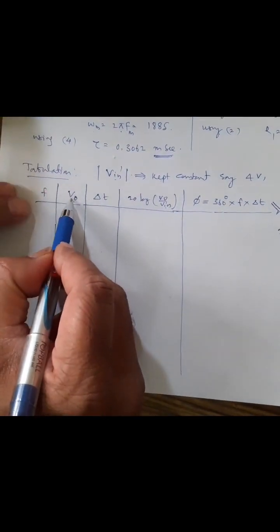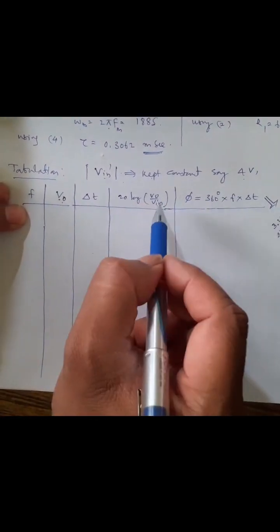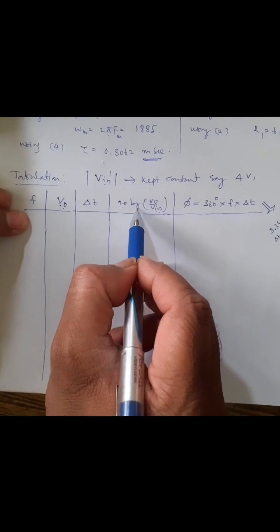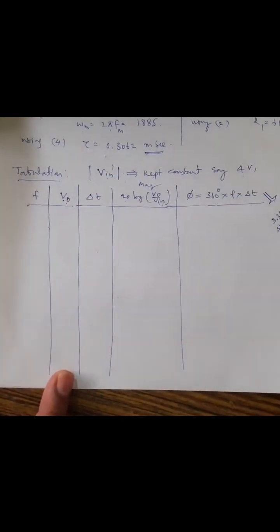If you measure V0 for all individual values of frequencies, using that V0 and V in and by taking 20 log, you can find the magnitude for each and every individual frequency. That is one value that you need to measure from your CRO.